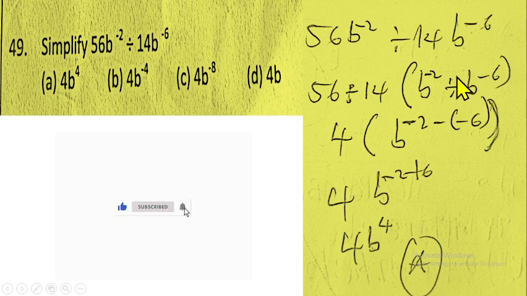They have the same base, so you can subtract the powers. That means you have b raised to the power minus 2 minus open bracket minus 6. Minus times minus will give us plus. That means we have minus 2 plus 6, which gives us 4. So we have 4b raised to the power 4. So option A is the correct option for question number 49.